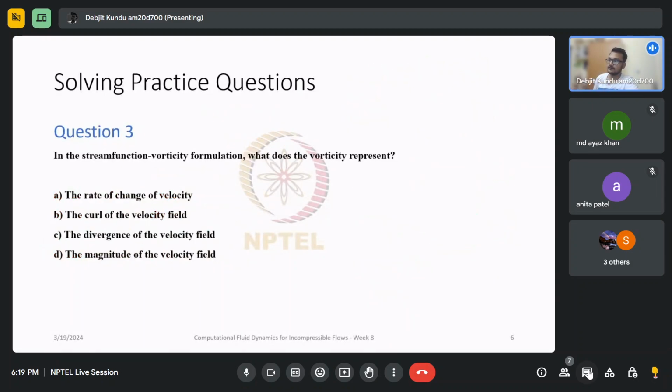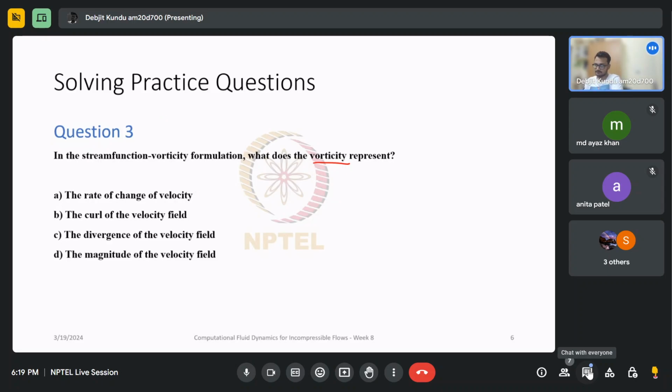Okay, so let's move along to question number 3, which is asking us, in the stream function vorticity formulation, what does the vorticity represent? Is it the rate of change of velocity? Is it the curl of the velocity field? Is it the divergence of the velocity field? Or is it option D, the magnitude of the velocity field?